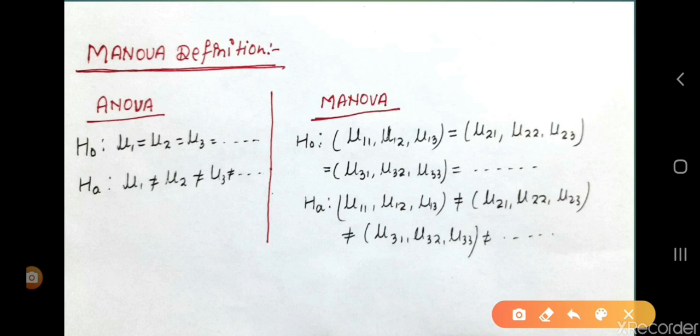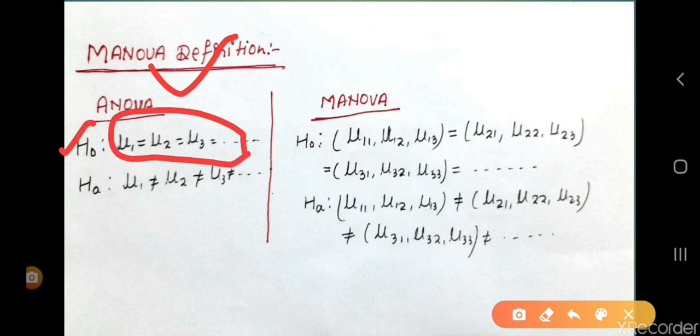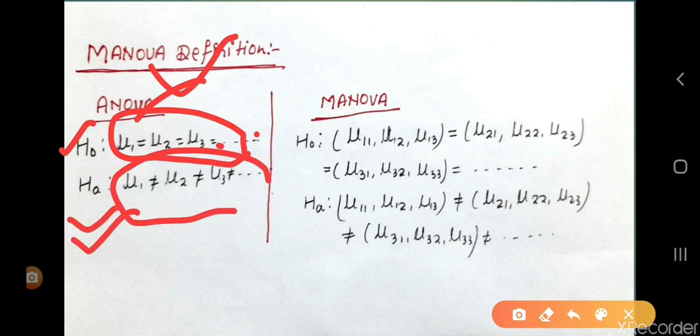If we can compare this with ANOVA. In ANOVA we used to write our null hypothesis like this: the means of all groups are equal, meaning there was no difference, mu1, mu2, mu3 and similarly mu n are all equal. The alternate hypothesis means there was some difference, all are not equal.